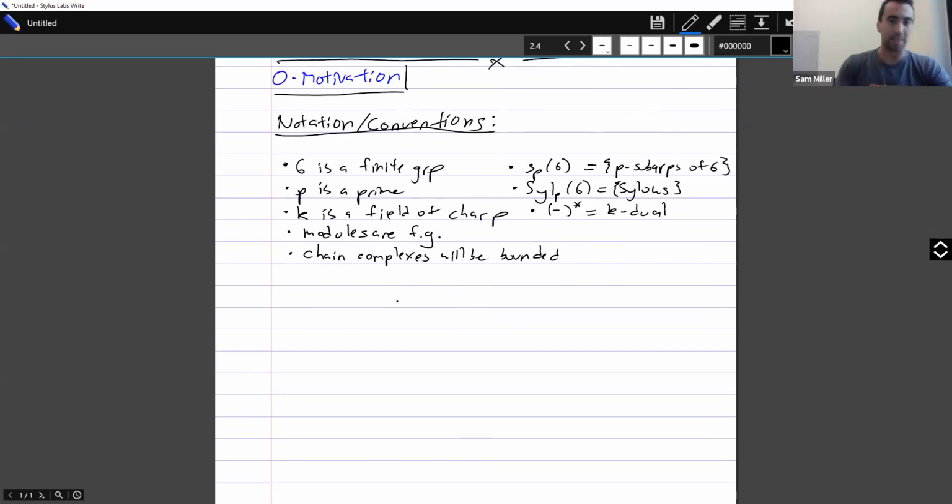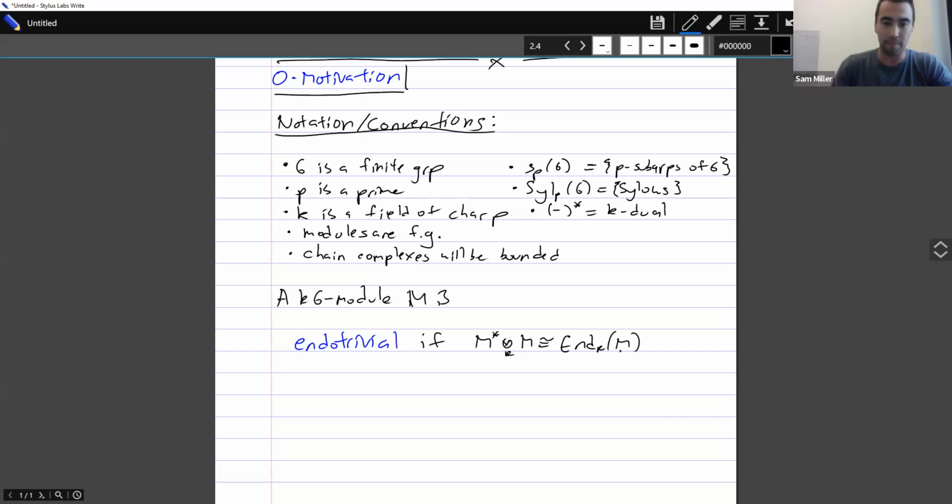All right. It feels a little silly to say all this motivation because I'm talking to some of the world's foremost experts on this topic, but we can say that the kG module M is endotrivial if M dual tensor over k M, which is isomorphic to End_k of M, is isomorphic to the trivial module plus P, with P a projective kG module.